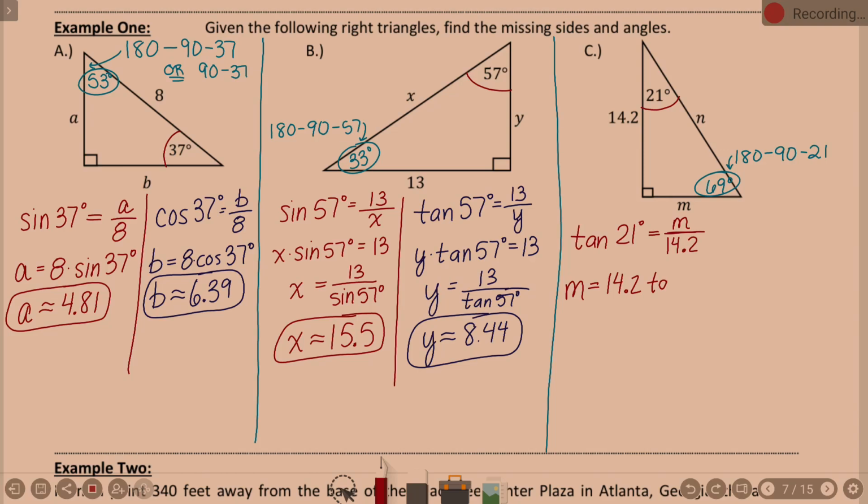multiply 14.2 times tangent of 21 degrees. Two calculator spots. Two decimal spots. 5.45 is what I have written down.